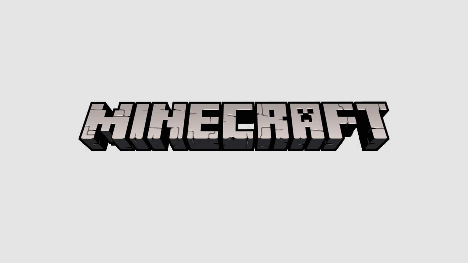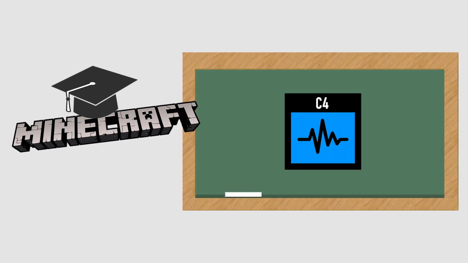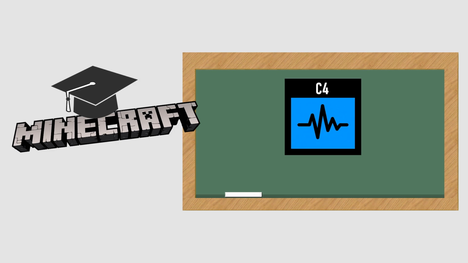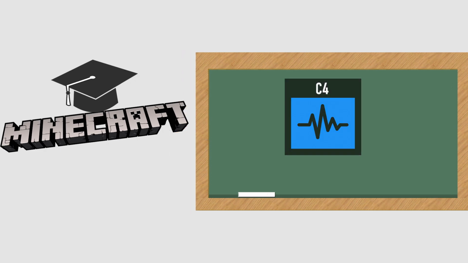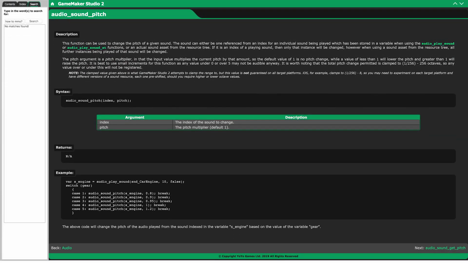Well, we can do it the same way that Minecraft does it. We can use a single audio file and change its pitch dynamically. Luckily, GameMaker provides us with a simple function that allows us to change the pitch of our audio on the fly, and that function is audio_sound_pitch.